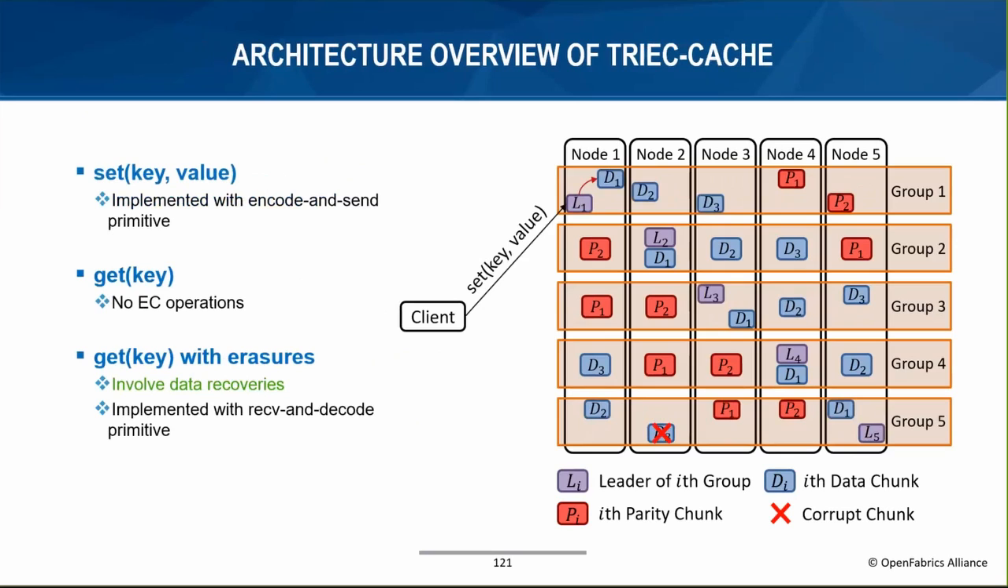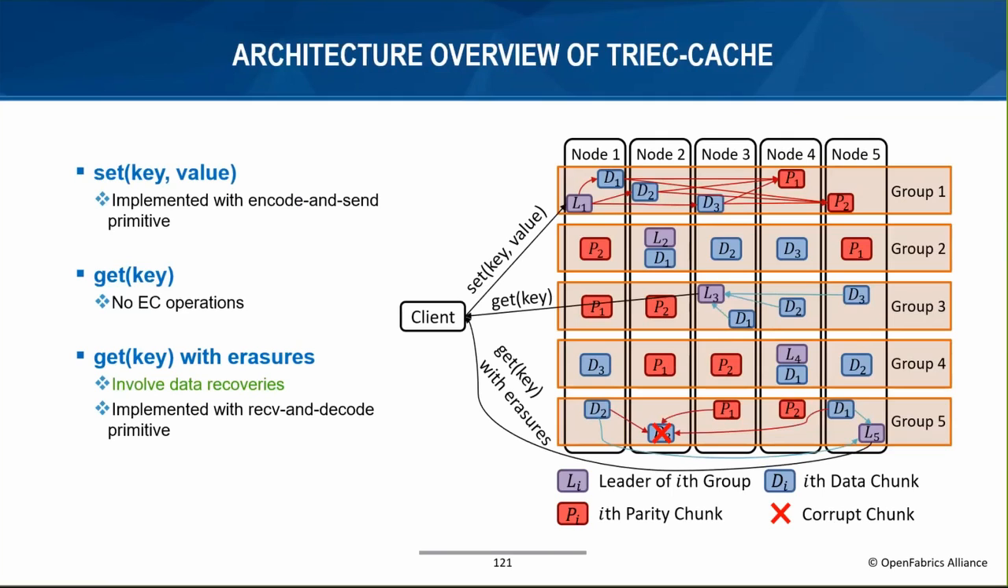So now let's see how it works for different operations. TRIEC-CACHE basically supports two operations, set and get. In these slides, we briefly show how set and get works. For a set operation, the leader splits the value into 3 data chunks and sends them out. Each data process encodes on the received data chunk to generate intermediate chunks, as we discussed before, and sends them to the parity processes. After receiving enough intermediate chunks, each parity process sums them up to generate the parity chunk.